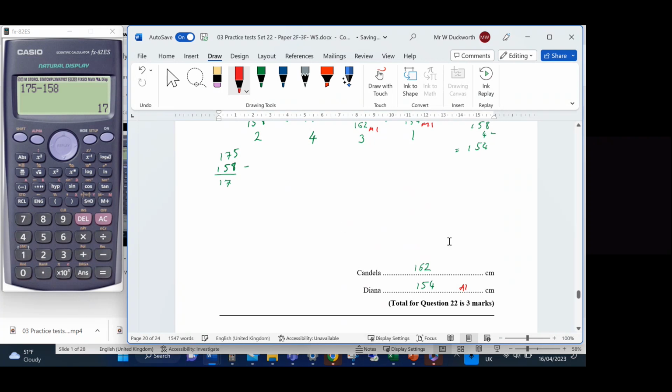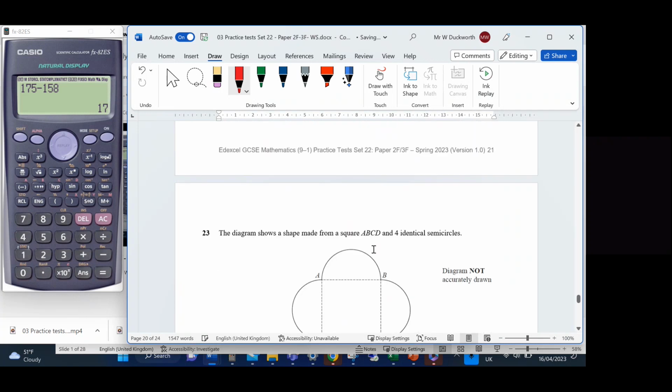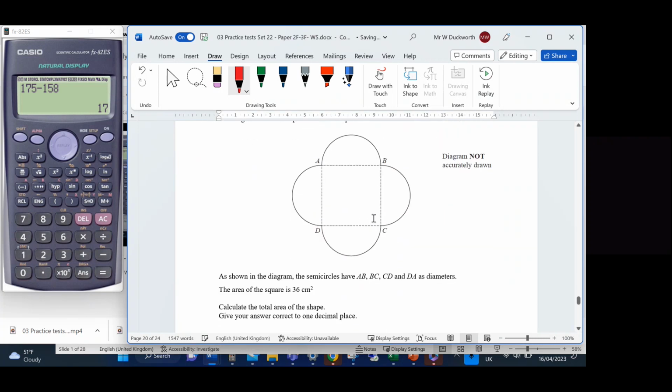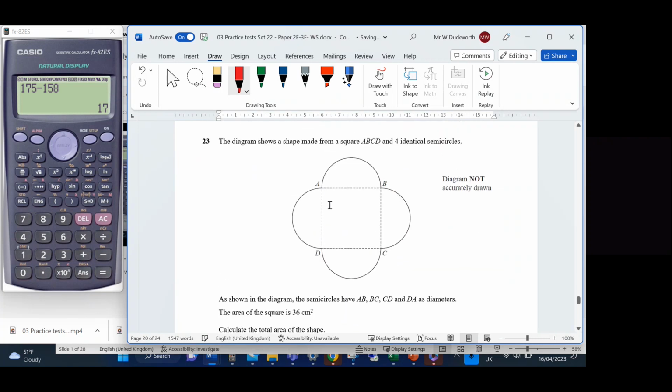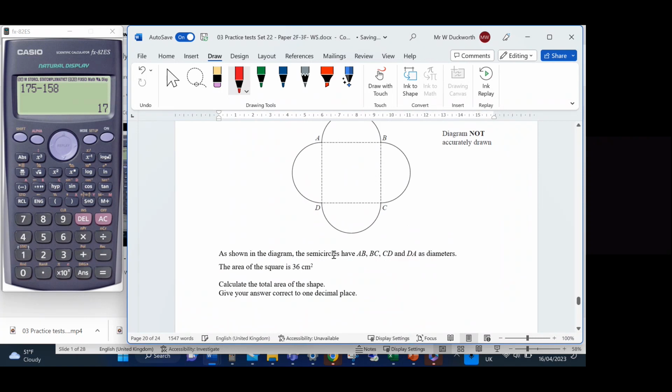Right, and that leads us to question 23, the penultimate question. This diagram shows a shape made of a square and 3 identical semicircles. As shown in the diagram, the semicircles have AB, BC, CD, and DA as diameters. The area of the square is 36 centimeters squared. Calculate the total area of the shape.